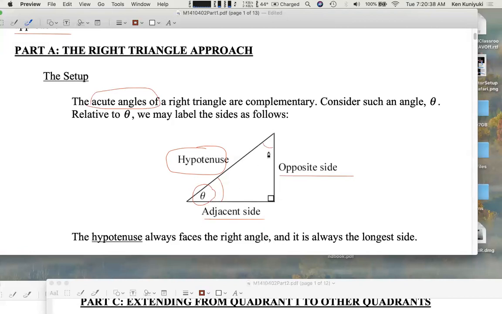Regardless of which angle you're talking about, the hypotenuse will always be the longest side, and it's always going to face the right angle. Only right triangles will have a hypotenuse. The hypotenuse always faces the right angle, and it is always the longest side. The hypotenuse will always be longer than each of these 2 legs. And by the way, when I refer to a leg or a hypotenuse or a side in general, I may be referring to the actual geometric figure or to the length of that figure. So understand the context.